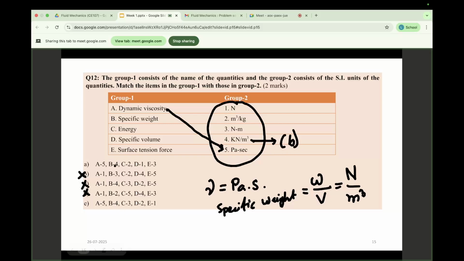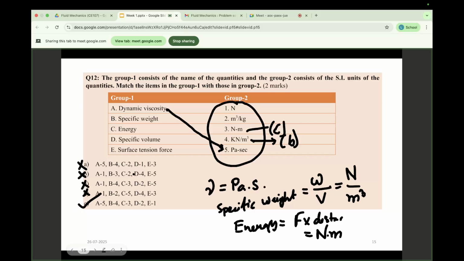B is 4. In both options, B is 4. So next is energy. We know energy is equal to force into distance. Force is Newton, distance is meter. So Newton meter is the option for C. So this option has already been cut out because it is shown 2 and here it is 3. So option A is correct.